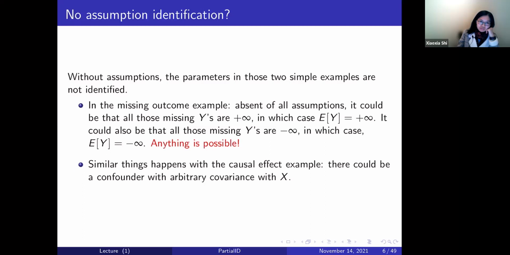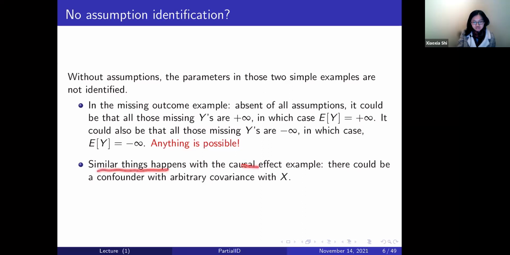Without these assumptions, if we don't replace them with other useful assumptions, then even in these very simple examples, we'll not have any identification. So identification fails completely. For example, in the missing outcome example, if we don't make any assumption, we only know the distribution of Y for those whose Y value is not missing, then EY is completely not identified because it's possible that the missing Ys are all huge numbers. In that case, EY is positive and very huge. And it's also possible, consistent with the data, that the missing Ys are very large negative numbers, in which case EY is a very large negative number. So anything in between is possible as well without further assumption.